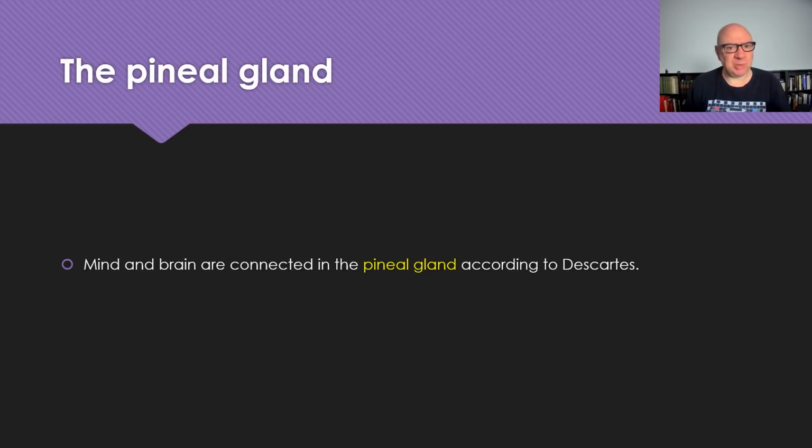But of course, pointing out where the interaction takes place is no solution to how the interaction takes place. So in the pineal gland there are all these particles, these animal spirits flowing through, and there, apparently, is the best place for the mind to interact with those particles. How? We don't know.